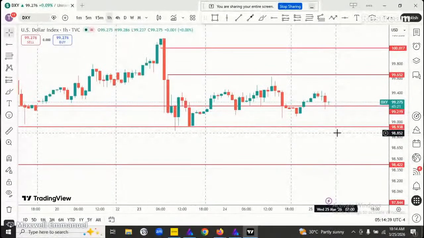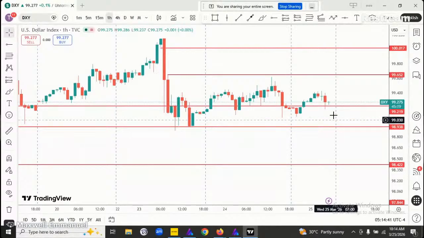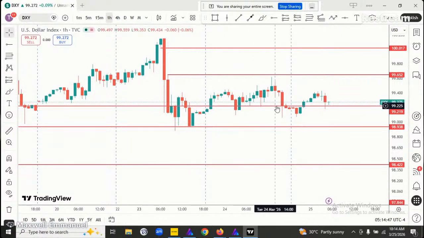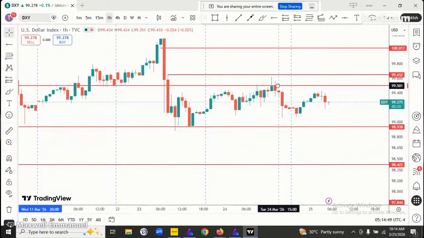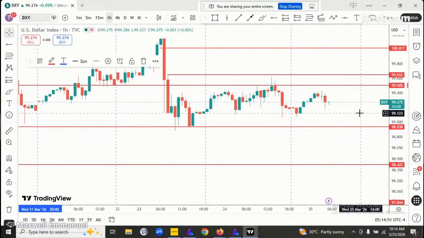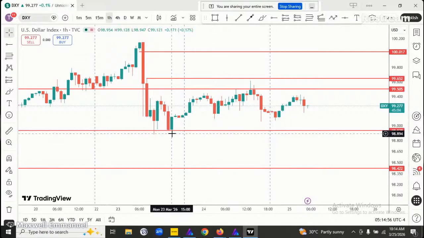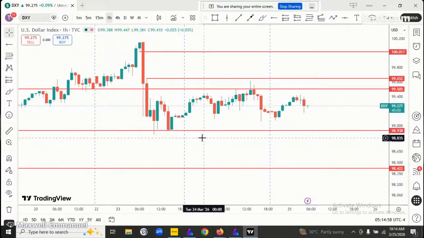I will go bearish on the dollar. As you can see, price has been in a range for some time. We have the low of the range and the high of this range. There's a high probability they will sweep buy side liquidity before going for sell side liquidity. That is my take on the dollar. So for today's market, I am bullish on the dollar.